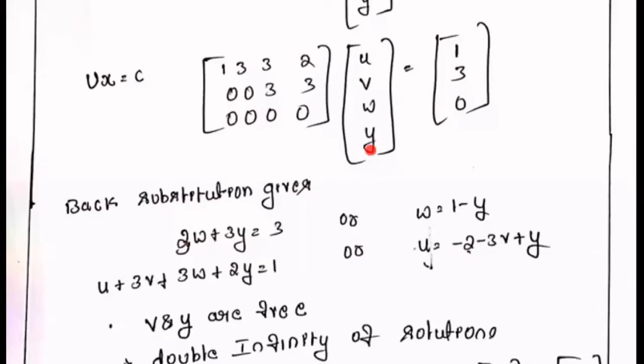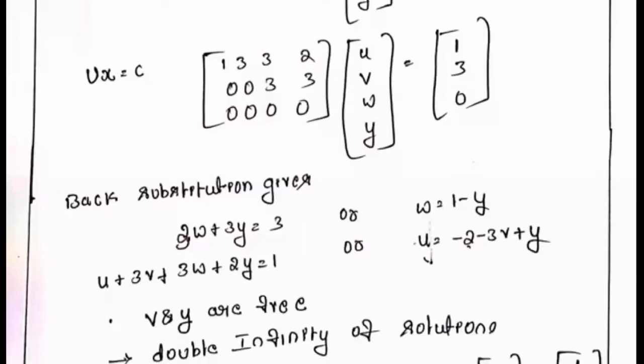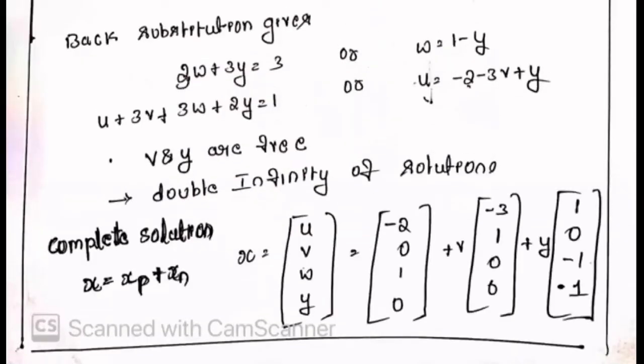So that is very important. Okay, so v and y are free variables. From this equation, once you get this equation, you express pivot variables in terms of the free variables. So what is w? If you take the common factor 3 out, you'll get only 1. So w is equal to 1 minus y.